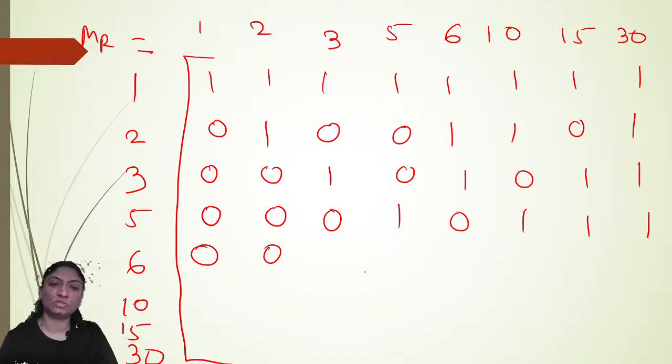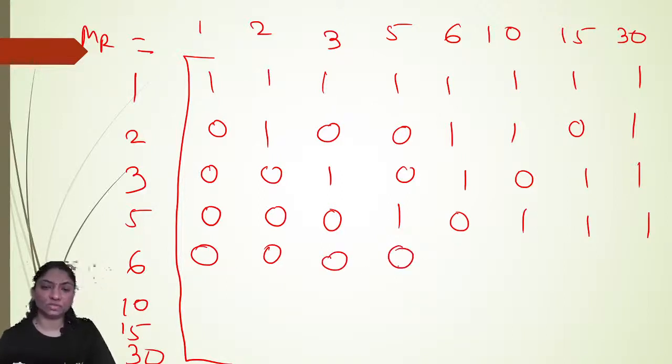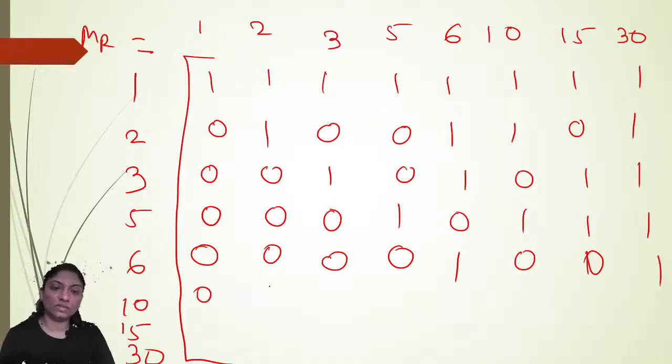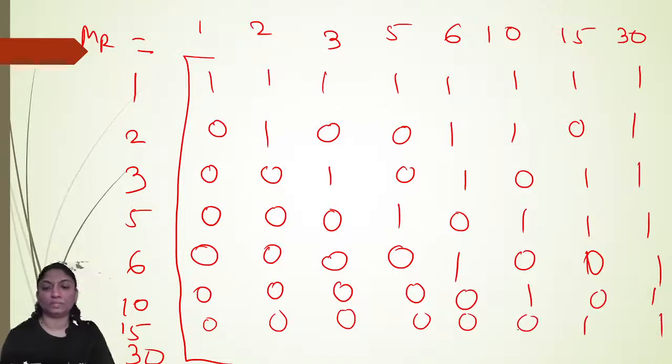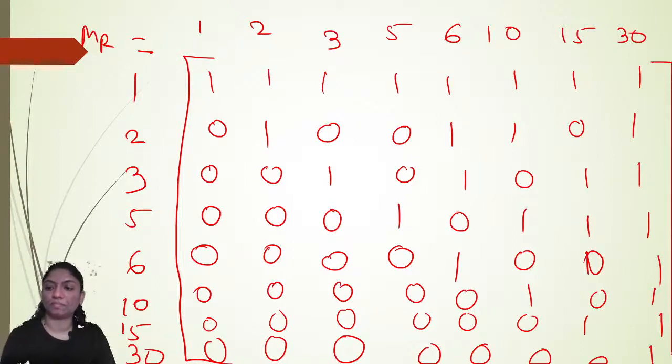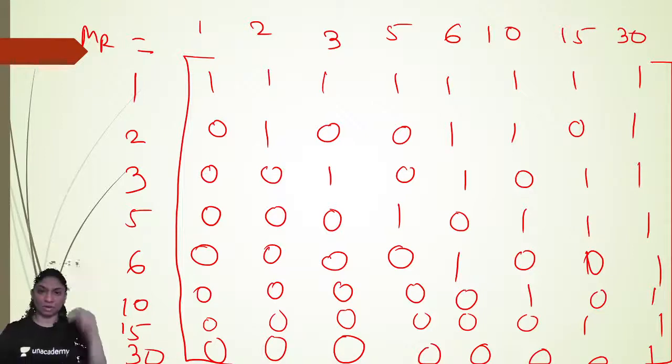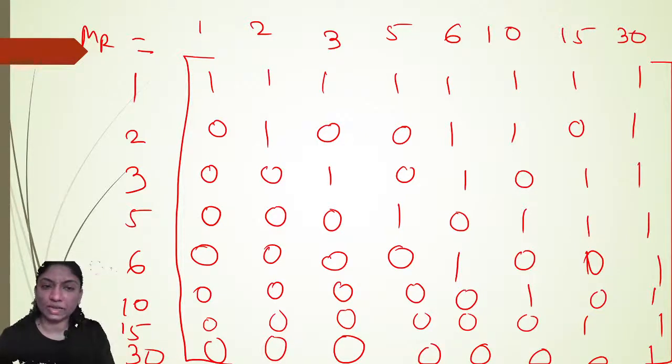6 divides 1 is 0, 6 divides 2 is 0, 6 divides 3 is 0, 6 divides 5 also 0, 6 divides 6 is 1, 6 divides 10 is 0, 6 divides 15 is 0, 6 divides 30 is 1. 10 divides 1 is 0, 10 divides 2 is 0, 10 divides 3 is 0, and so on. That is their matrix relation MR, the given relation R. I hope you are getting it clear. Very simple topic actually, this is how to find out the matrix relation MR.